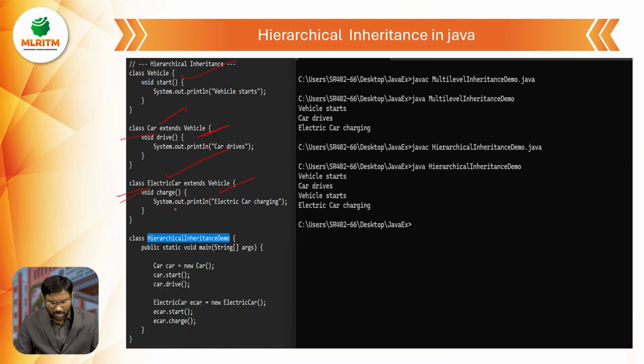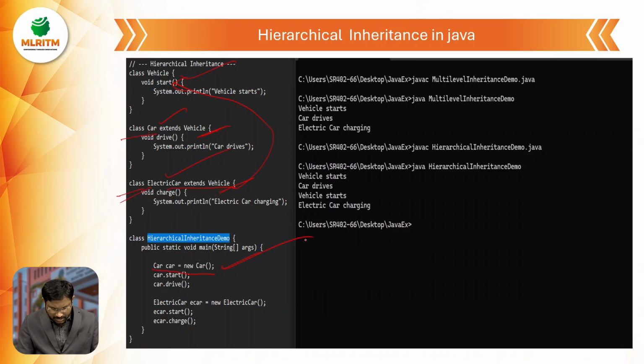What does it mean? Car extends Vehicle means Car has the properties of Car and Vehicle. ElectricCar extends Vehicle means ElectricCar can acquire the properties of Vehicle and ElectricCar. So Car has the properties of Car and Vehicle, and ElectricCar has the properties of ElectricCar and Vehicle. Here I have created a method and one object for Car.